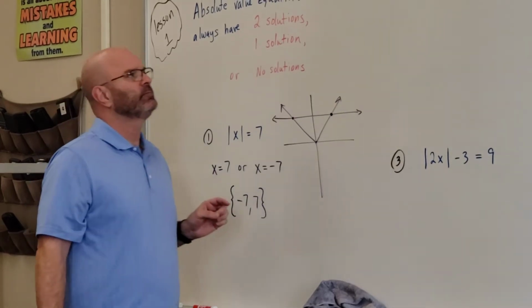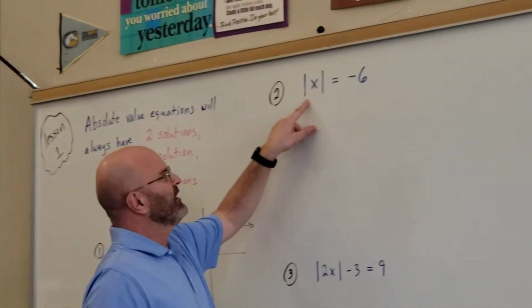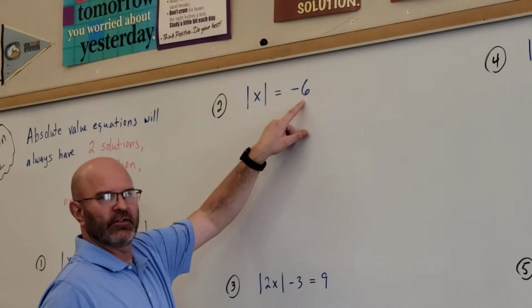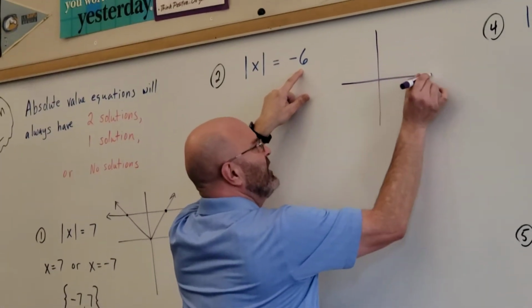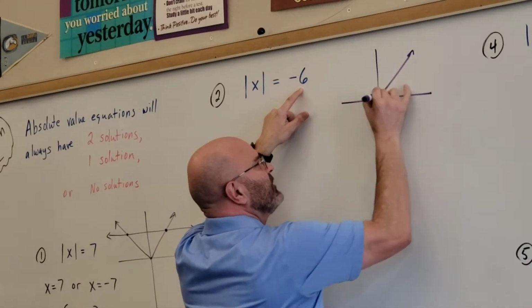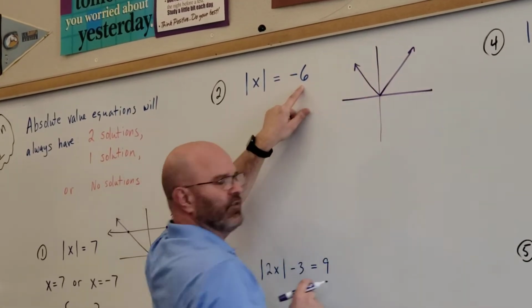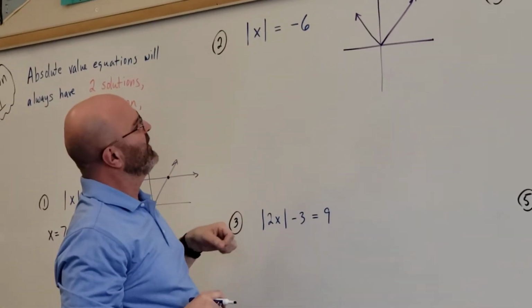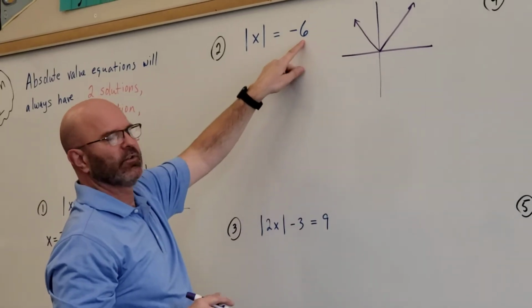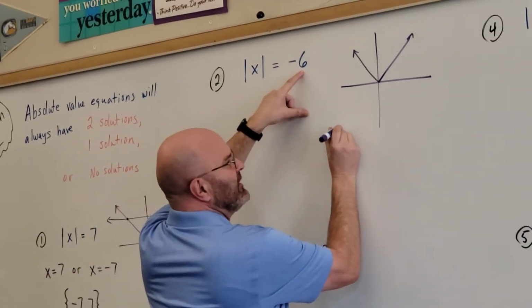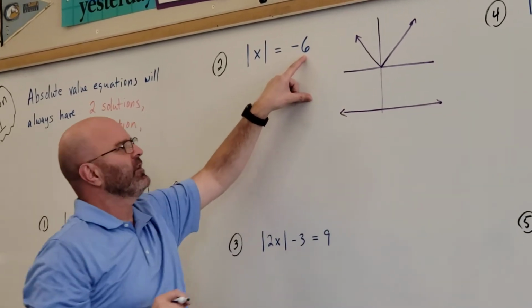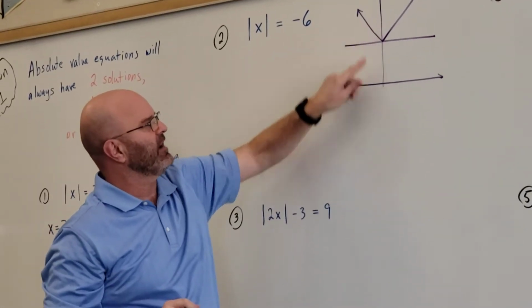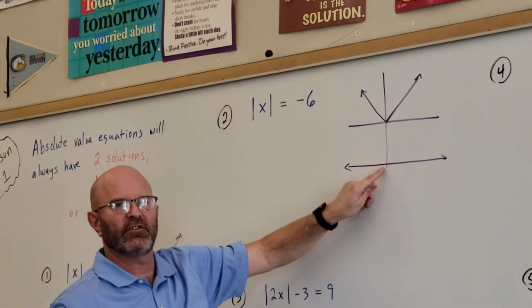Let's move on. This time, absolute value of x is equal to -6. Looking at it graphically, we have the same absolute value of x. There's our V. That's the mother graph. And if I graph the line y equals -6, -6 is a horizontal line down low. Can you see that this absolute value graph and this line never intersect each other?